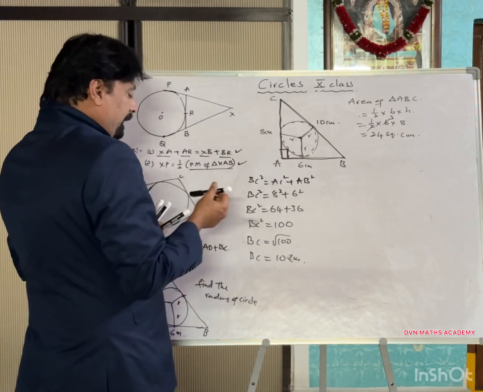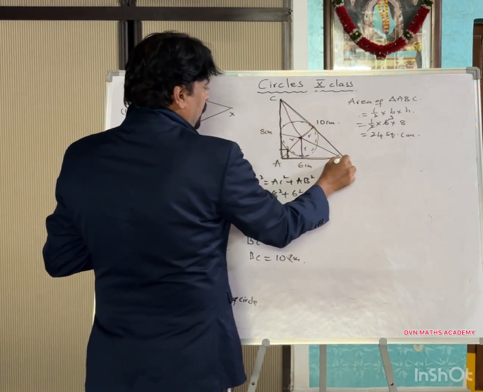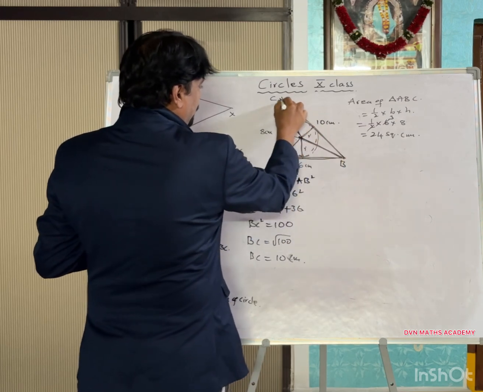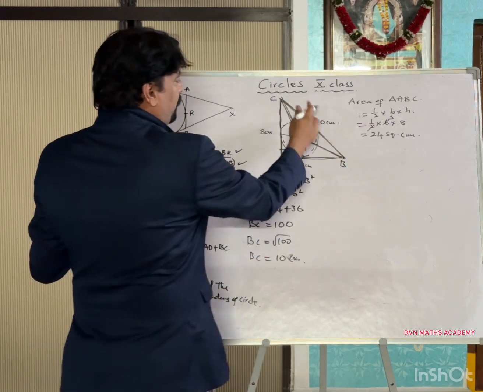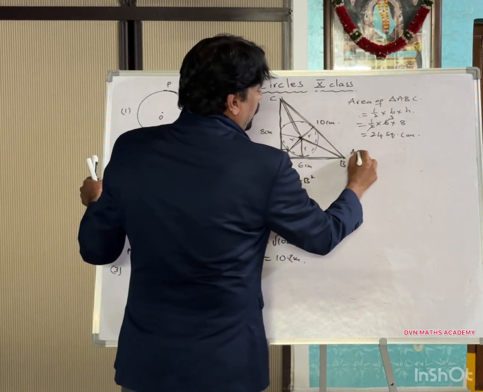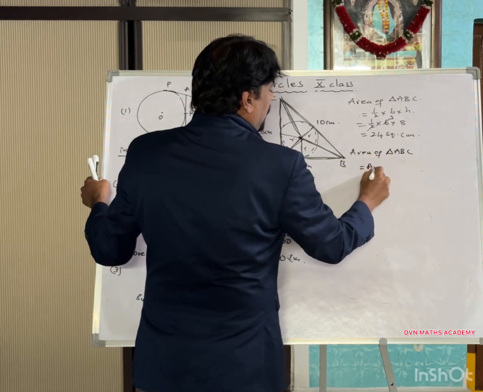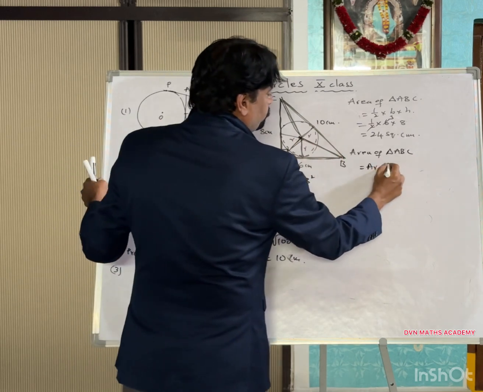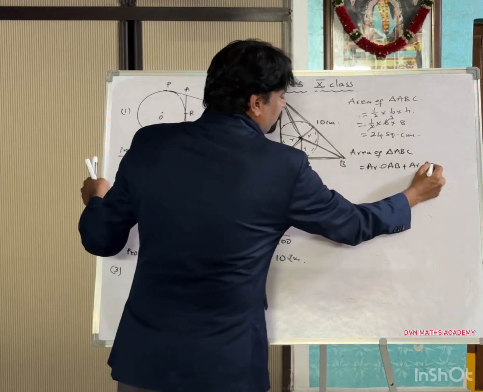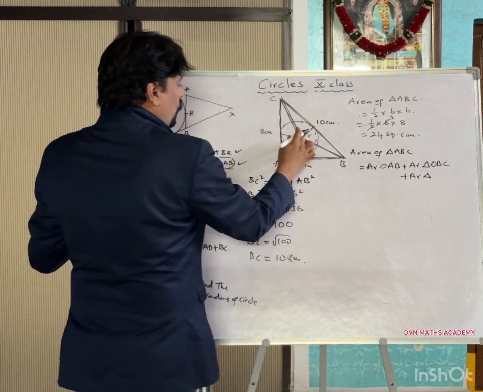Now, if I divide this triangle into 3 triangles by joining all vertices to the center of the circle, this is one triangle, and this is one triangle, and this is one triangle. So the area of this big triangle should be equal to the area of these 3 small triangles. Therefore, area of triangle ABC should be equal to area of triangle OAB plus area of triangle OBC plus area of triangle COA.